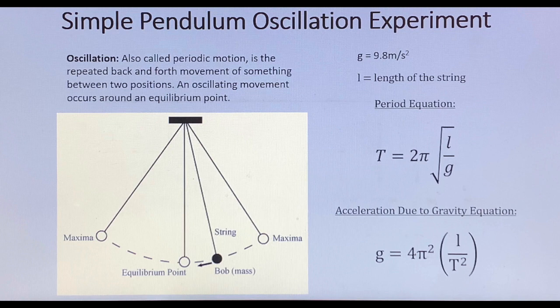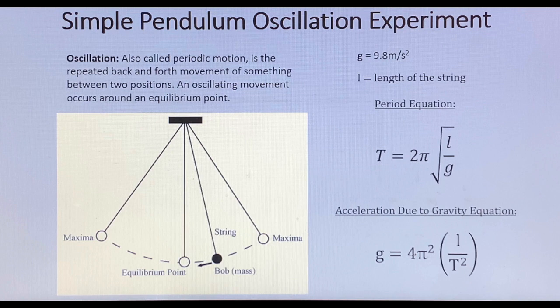The purpose of this experiment is to represent how oscillations work using a simple pendulum. An oscillation is also known as a periodic motion, and it is the repeated back and forth movement of something between two positions. An oscillating movement occurs around an equilibrium point, which is the starting point.